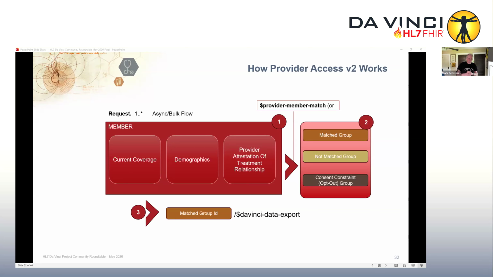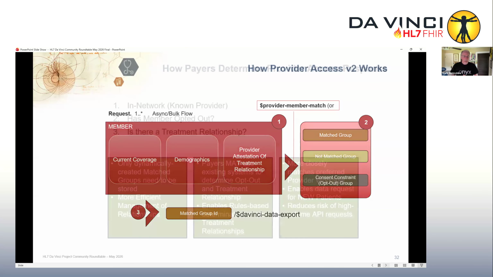But at the basics, if the provider comes in and says, give me everything for everyone on the list, it's a much smaller list. It's a much smaller lift for payers. It avoids that effectively denial of service attack on your FHIR API. So that's why we implemented Provider Access version 2 in STU 2.2. So let's go on to the next slide, Casey.